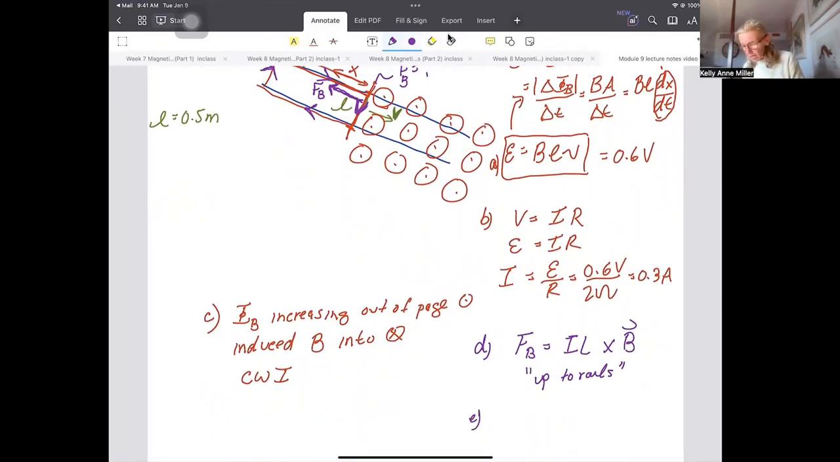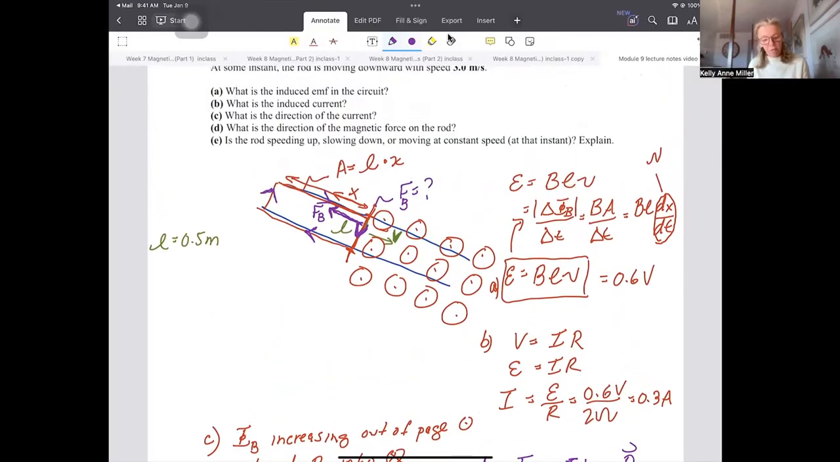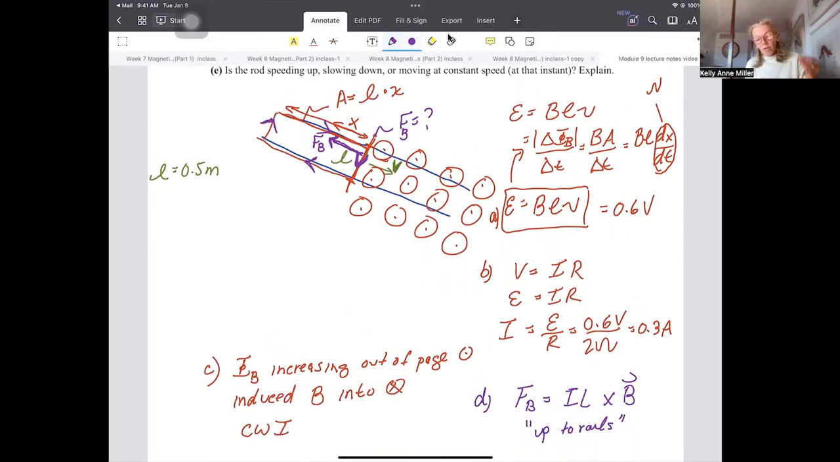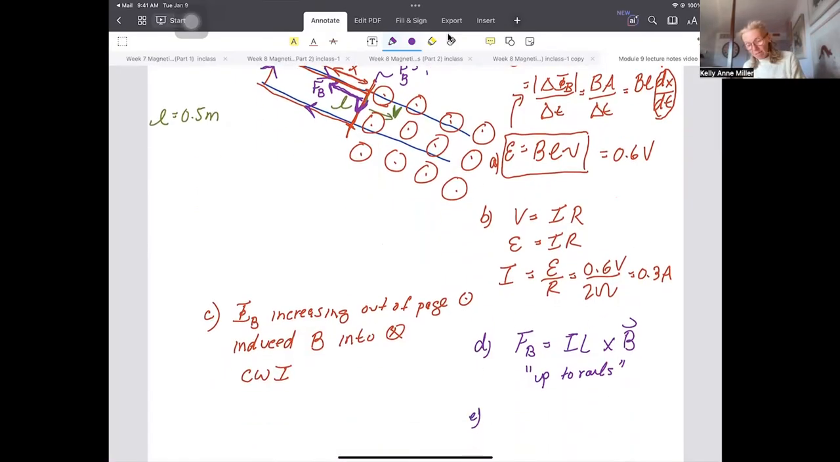Okay, and so E is asking, is the rod speeding up, slowing down, or moving at a constant speed at that instant? Well, we know it's sliding to the right down the rails, but we know that the magnetic force is opposing that. So that means that it's slowing down. The magnetic force is causing it to slow down.